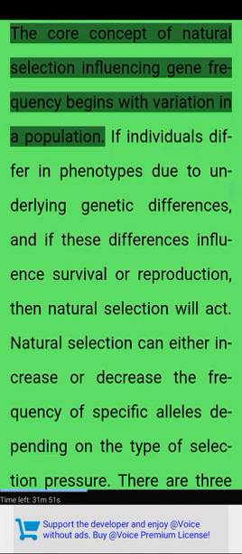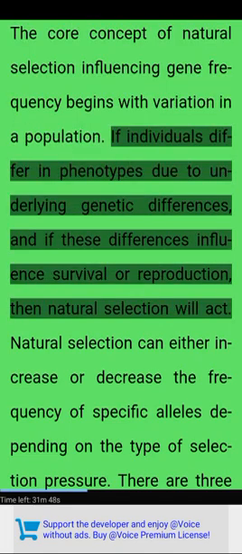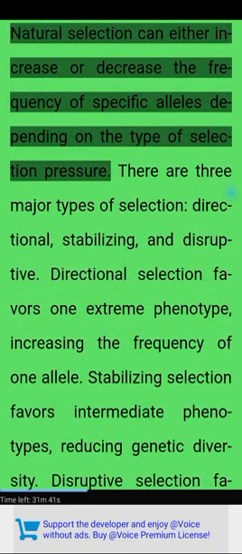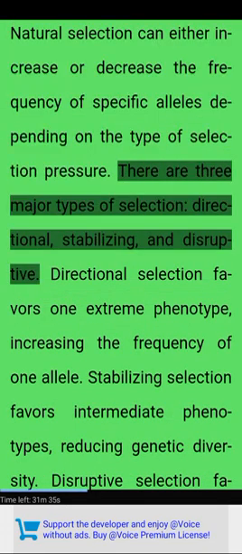The core concept of natural selection influencing gene frequency begins with variation in a population. If individuals differ in phenotypes due to underlying genetic differences, and if these differences influence survival or reproduction, then natural selection will act. Natural selection can either increase or decrease the frequency of specific alleles depending on the type of selection pressure. There are 3 major types of selection: directional, stabilizing, and disruptive.